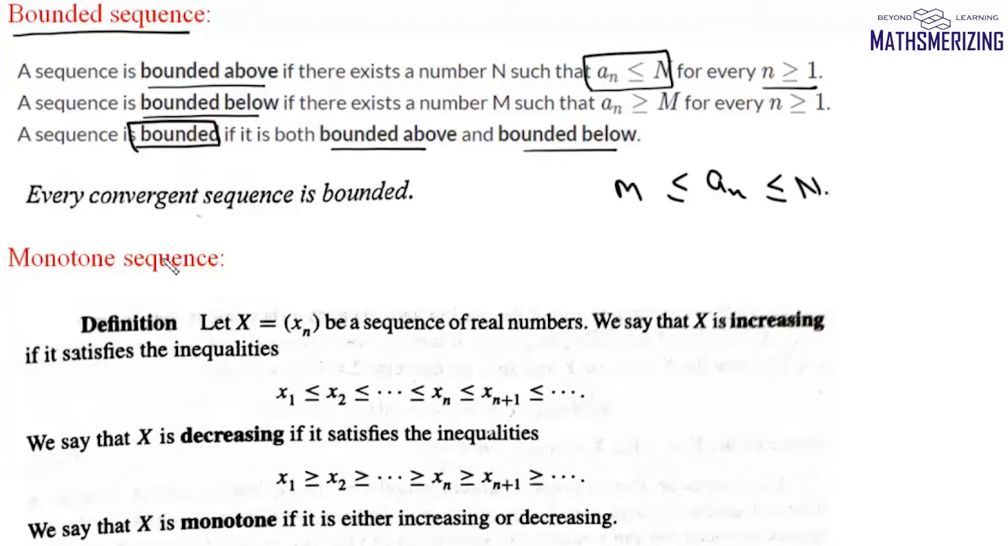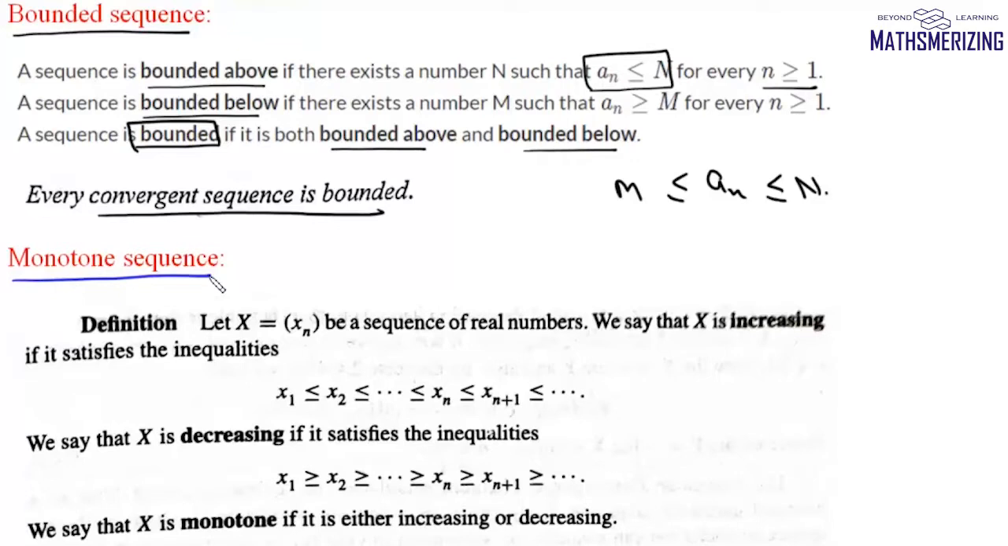And one of the important properties of convergent sequences is that every convergent sequence is bounded. So if there is a convergent sequence, then that sequence has to be a bounded sequence. Now let us take monotonic sequences. When we say a sequence is monotonic, we simply mean that either it is an increasing sequence or it is a decreasing sequence.